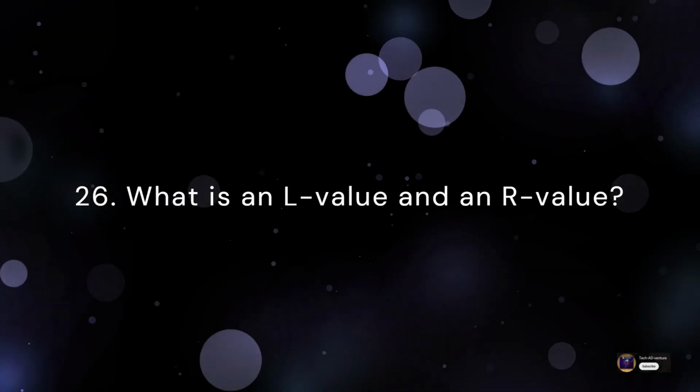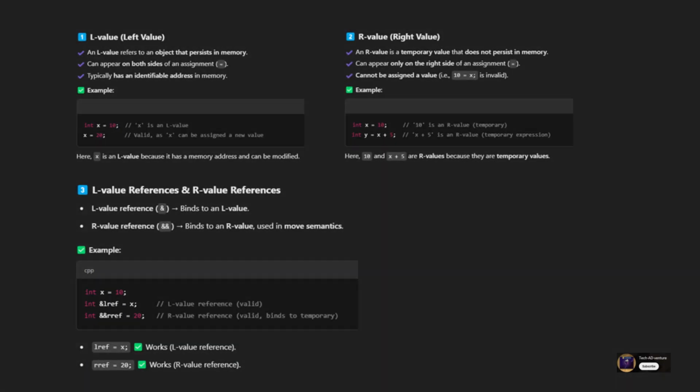26. What is an L value and an R value? In C++, L values and R values classify expressions based on their ability to appear on the left-hand side or right-hand side of an assignment. L value, locator value, represents an object that occupies some identifiable location in memory. For example, it has an address. It can appear on the left-hand side or the right-hand side of an assignment. Examples: variables, array elements, dereferenced pointers.